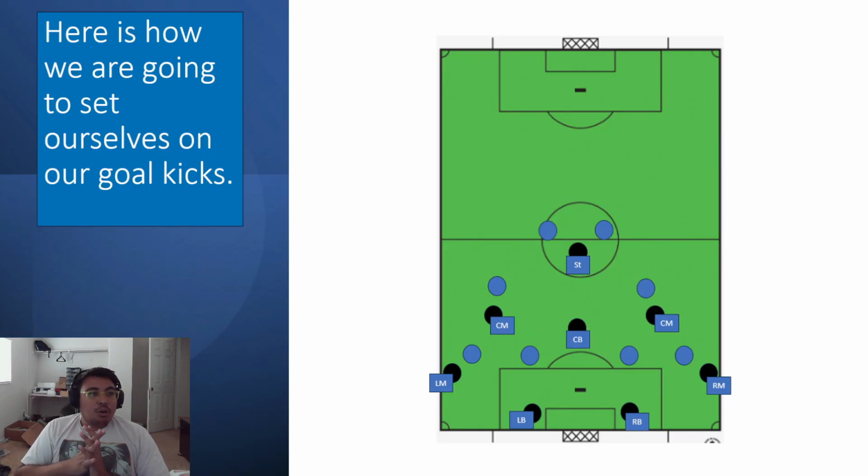So here's how we're going to set ourselves up on our goal kicks. Very important. My right and left mid are below the 18-yard box and very wide and very short, of course. My left back and right back are right next to the goalie, ready to receive it. And our center back is going to sit on top of the half moon for two reasons.